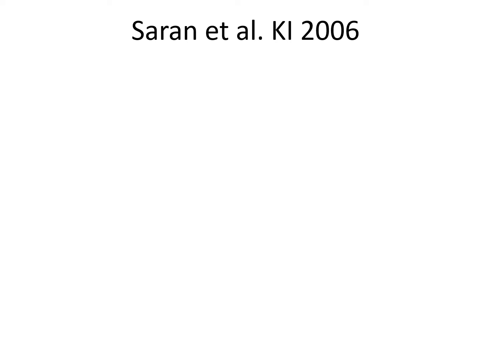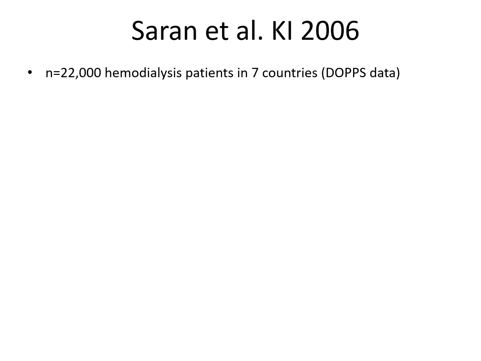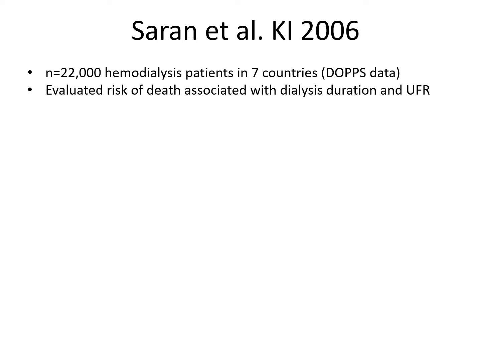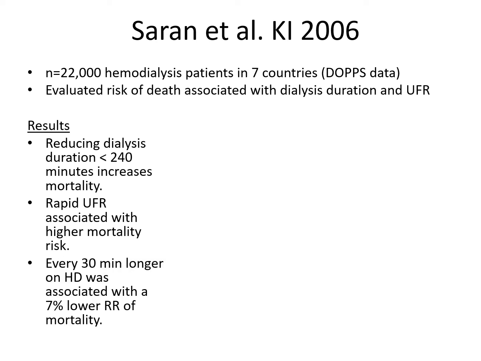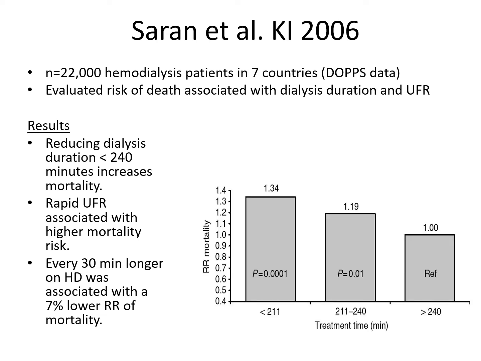So Saran published a study in 2006 out of the University of Michigan in Ann Arbor, looking at 22,000 hemodialysis patients in 7 countries. This is data from the DOPPS, the Dialysis Outcomes and Practice Patterns Study, which is a multinational observational trial of dialysis in 7 countries, and evaluated the risk of death associated with dialysis duration and ultrafiltration rates. What was reported in the study is that reducing dialysis duration to less than 240 minutes, so below 4 hours, increases mortality. Rapid ultrafiltration rate is associated with greater mortality, and every 30 minutes longer of dialysis was associated with a 7% lower mortality. And that's demonstrated in this graph here. So again, the longer you dialyze, the lower your mortality.